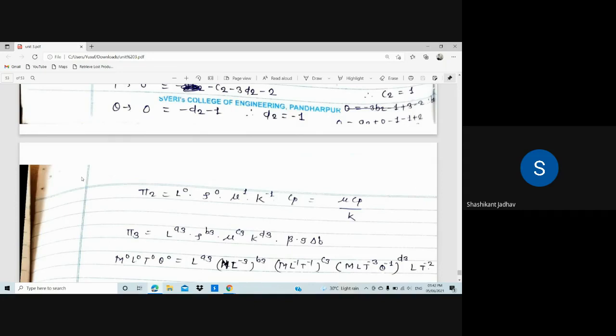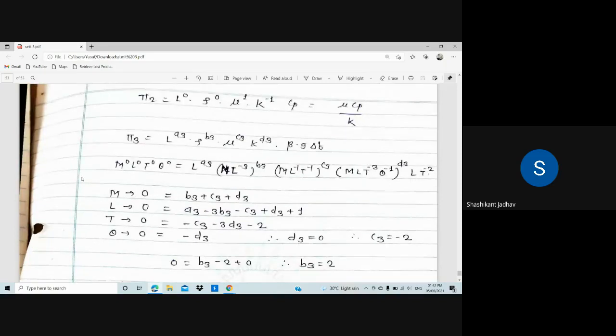Okay, similarly we have to write down the equation of pi3. Pi3 is equal to L raised to a3, rho raised to b3, mu raised to c3, k raised to d3 into beta g delta t. Put the dimension of each term into this equation. Compare the powers of both sides, that is m, l, t, theta, and from that we get the values of A3, B3, C3 and D3. Do the calculation by yourself and find out the values.